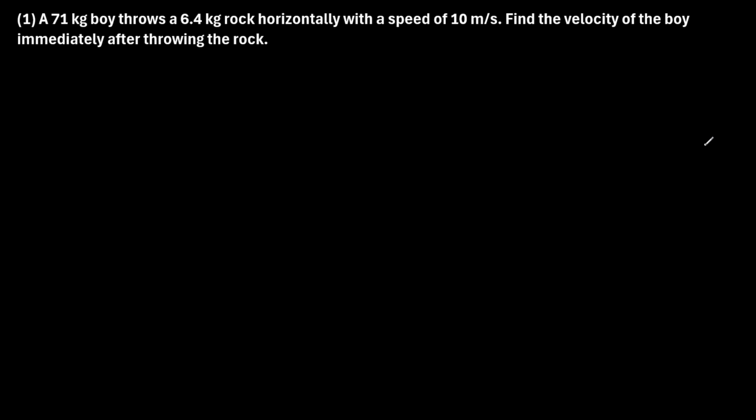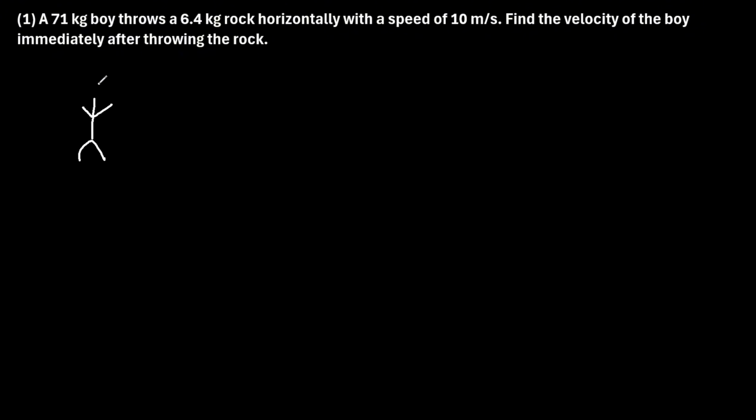In this video, we are going to work through 3 different conservation of momentum practice problems in physics. So let's go ahead and jump right into this first example. This says, a 71 kilogram boy throws a 6.4 kilogram rock horizontally with a speed of 10 meters per second. Find the velocity of the boy immediately after throwing the rock.